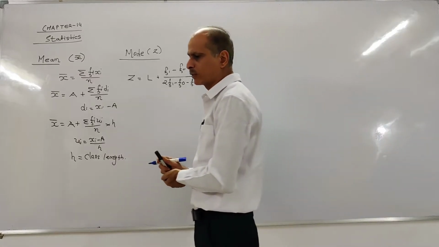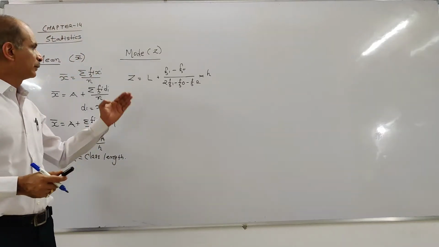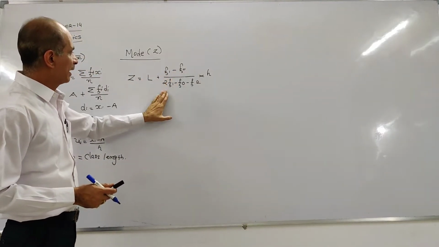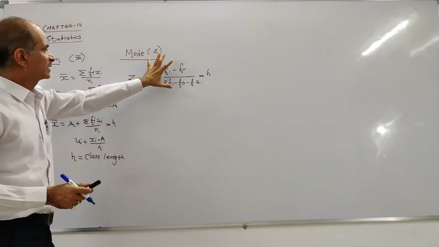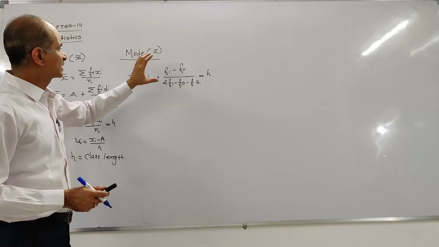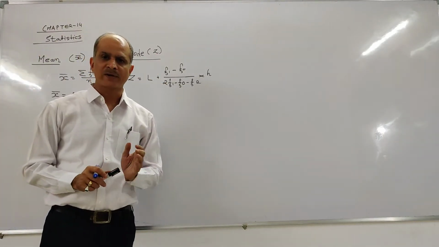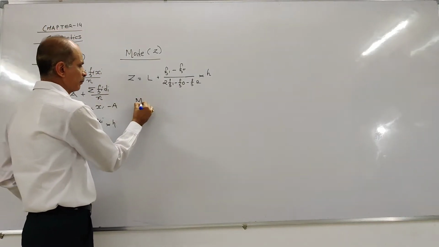So first of all, you have to find the modal class, and then you have to find L, f1, f0 and f2. You know, h means class length. Find these things, put their values in this formula, and you can easily find the mode of a data.